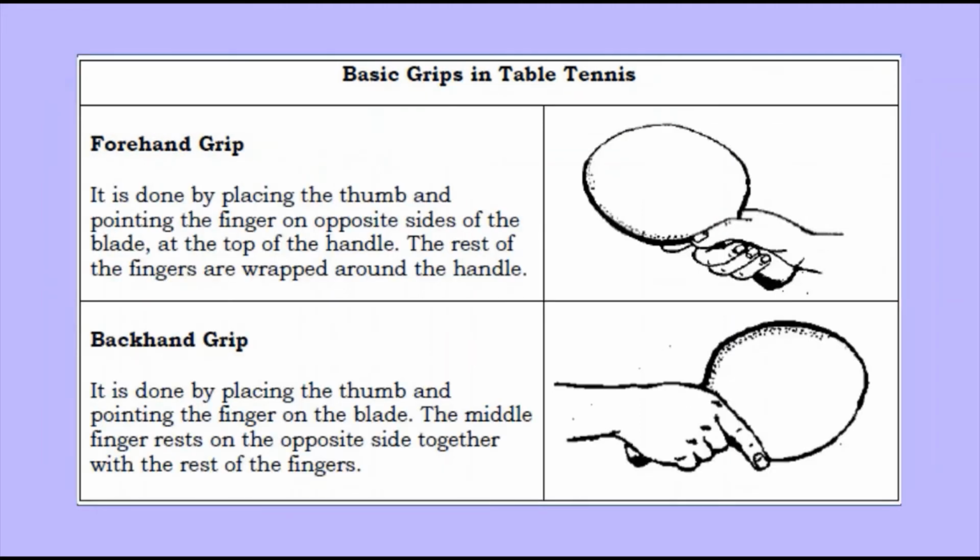Basic grips in table tennis. Forehand grip. It is done by placing the thumb and pointing the fingers on opposite sides of the blade at the top of the handle. The rest of the fingers are wrapped around the handle. Backhand grip. It is done by placing the thumb and pointing the finger on the blade. The middle finger rests on the opposite side together with the rest of the fingers.